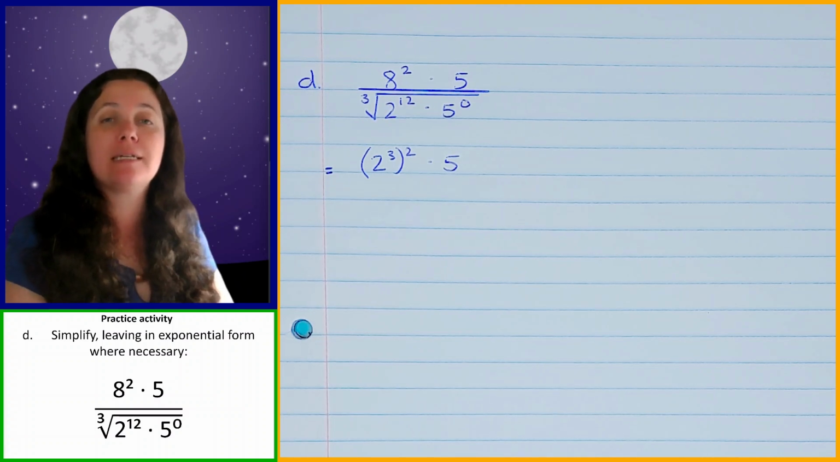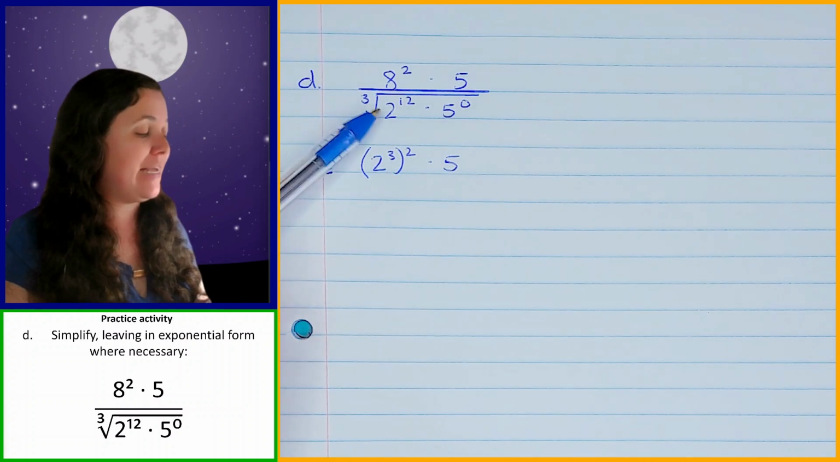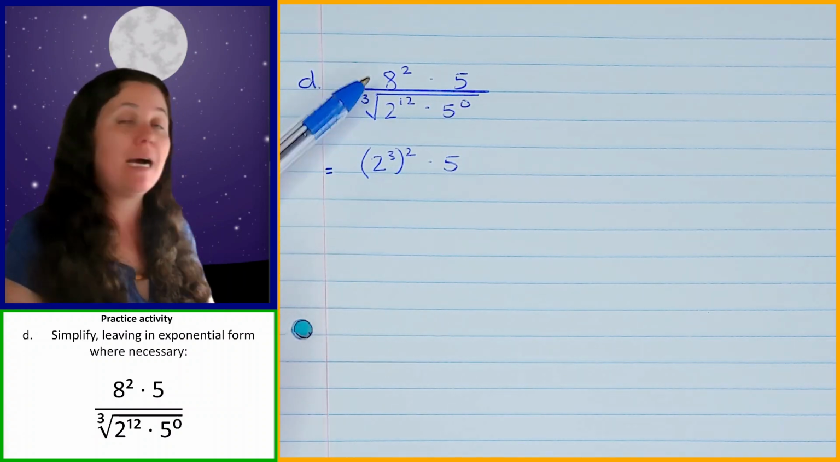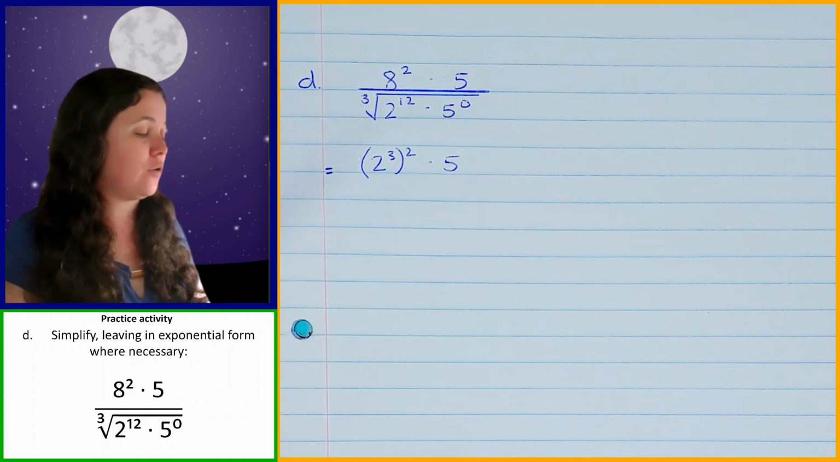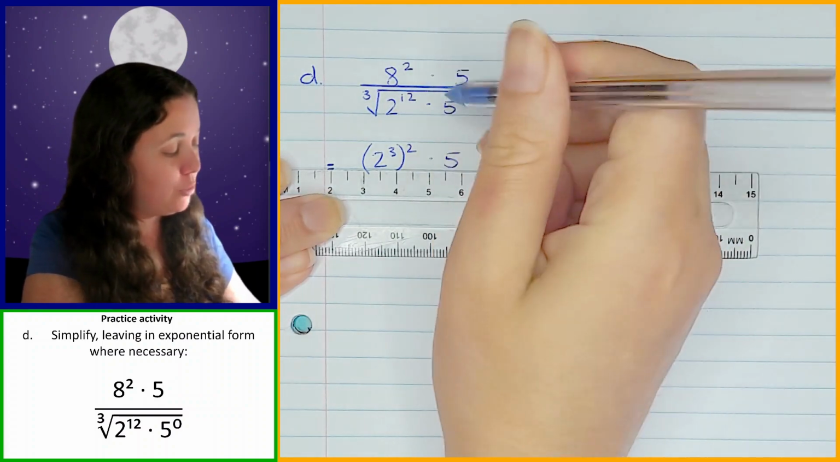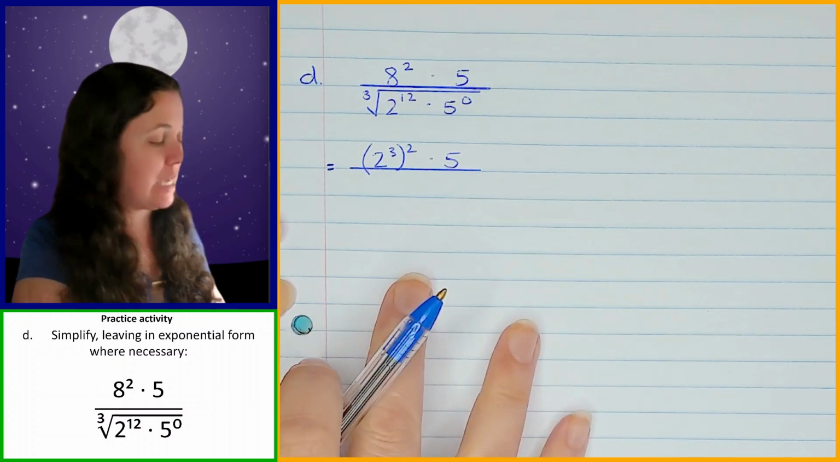But if you've got a 6 and a 2 and a 3, then you need to change the 6 to 2 times 3. Over here, if I had other 8's, I could leave the 8 as 8. But because I don't have other 8's, I need to change that 8 to a product of its prime factors, which is 2 cubed. Okay, and this is over the cube root of 2 to the power of 12 times 5 to the power of 0.